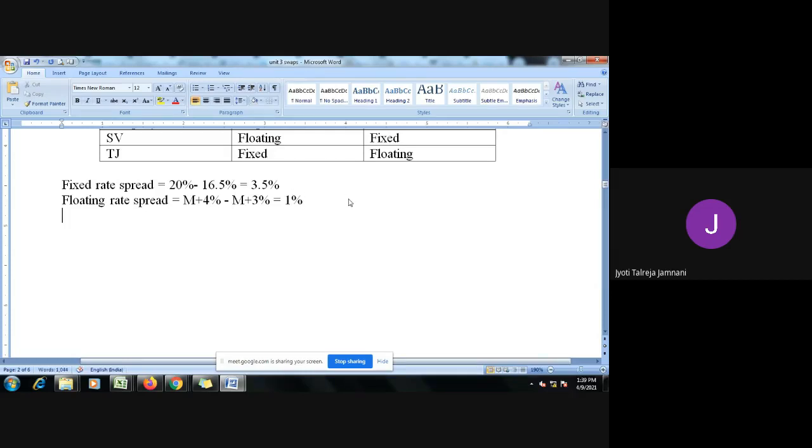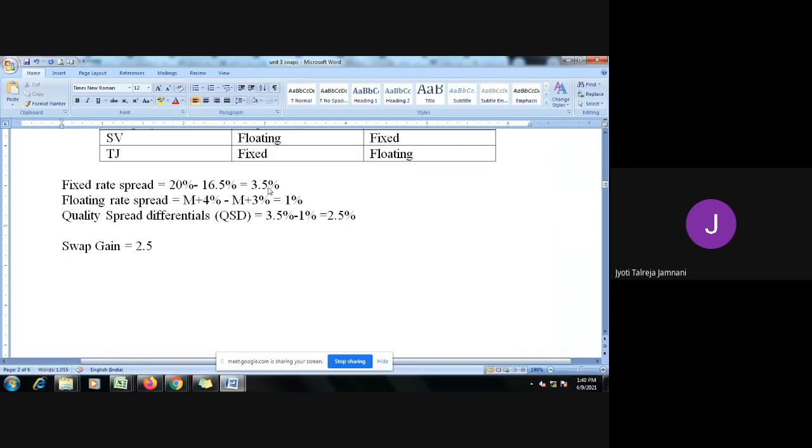The next step is to find the quality spread differential, which is nothing but QST, the difference between the two spreads. So here is the fixed rate spread 3.5% minus the floating rate spread 1%. The difference between these two is your QST, which is 2.5%. Now this 2.5% is nothing but your swap gain. So swap gain is 2.5%.